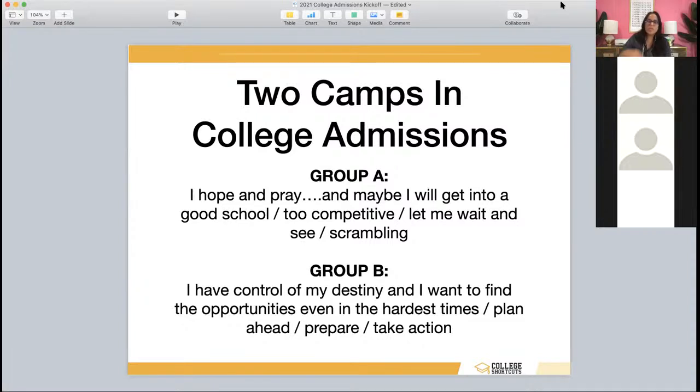So what I want you to do is think about yourself, and type in the chat box and let me know. There's no good or bad, but what group do you tend to be in? Is it Group A where you're kind of just waiting till the last minute, or you're hoping, or is it Group B where you're methodical and take action and so forth? So type that into the chat box. I'm curious to see where you feel like you fall.